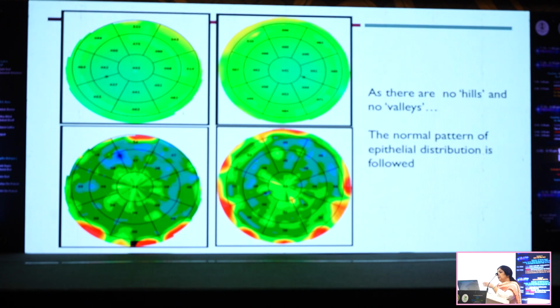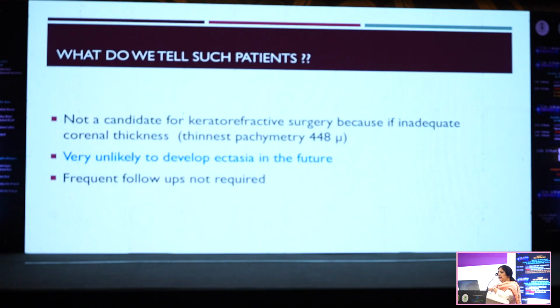So in this case, you go into an epithelial mapping as there are no hills and no valleys, what is suggested on tomography. So the normal pattern of epithelial distribution is followed, that there is a thinner epithelium superiorly and thicker in the center and inferior. So what can we tell such patients?